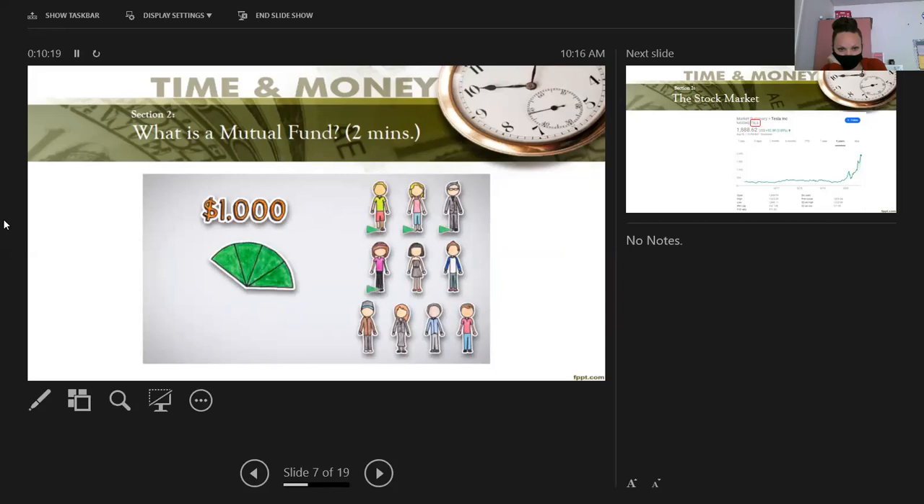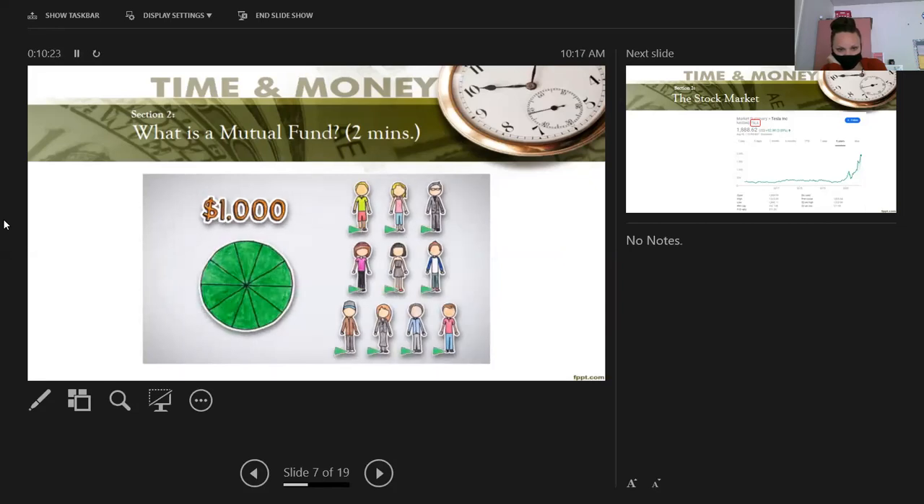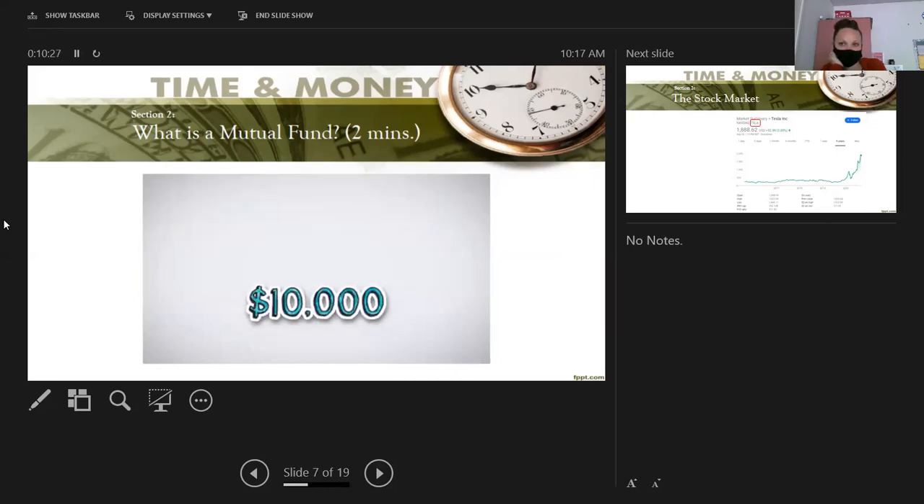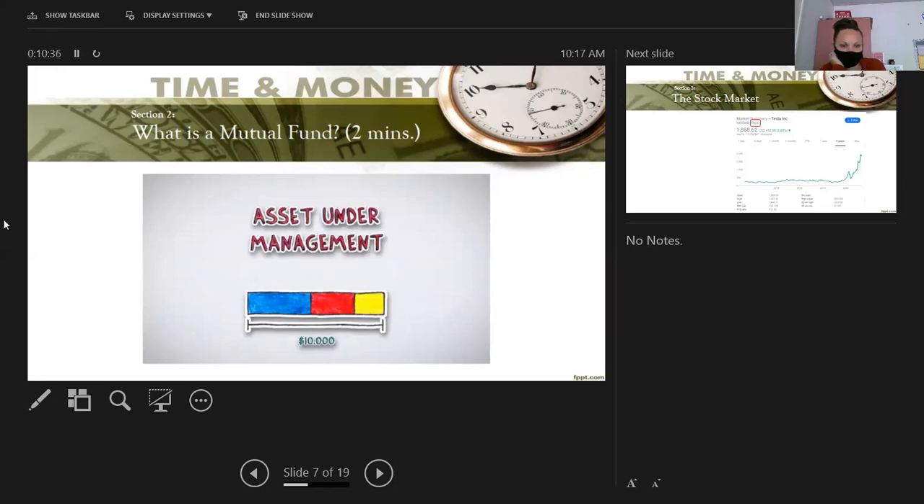Each investor owns one share of Will's mutual fund. Each share is worth $1,000. This is referred to as net average value. With the cash, Will invests in some stocks and bonds and leaves a little left over in cash. This portfolio is referred to as his assets under management. Will also takes a small percentage of the fund as his fee. This is called the asset under management fee.